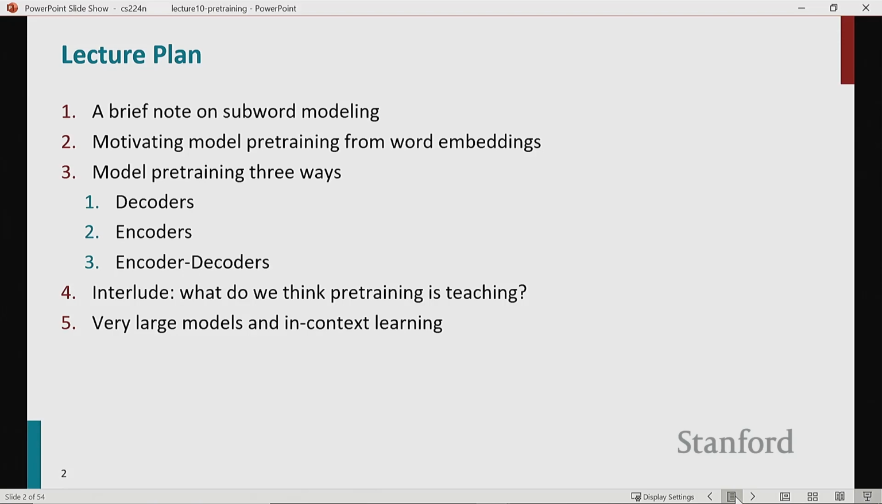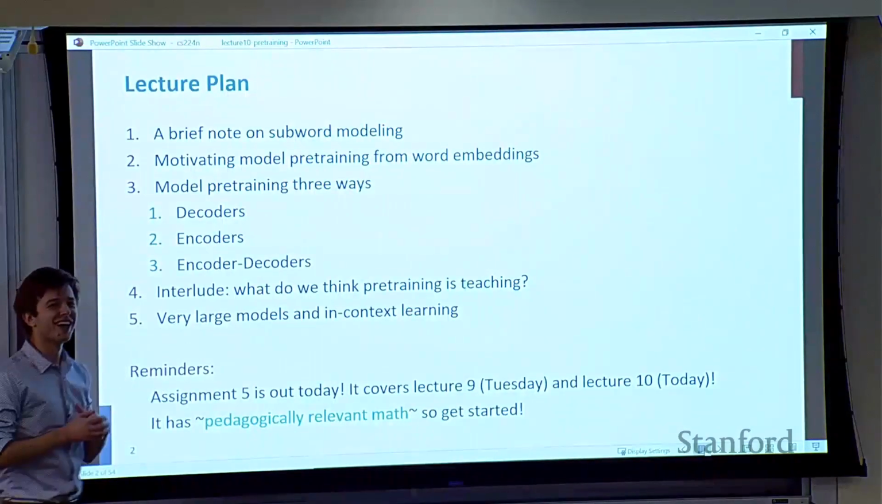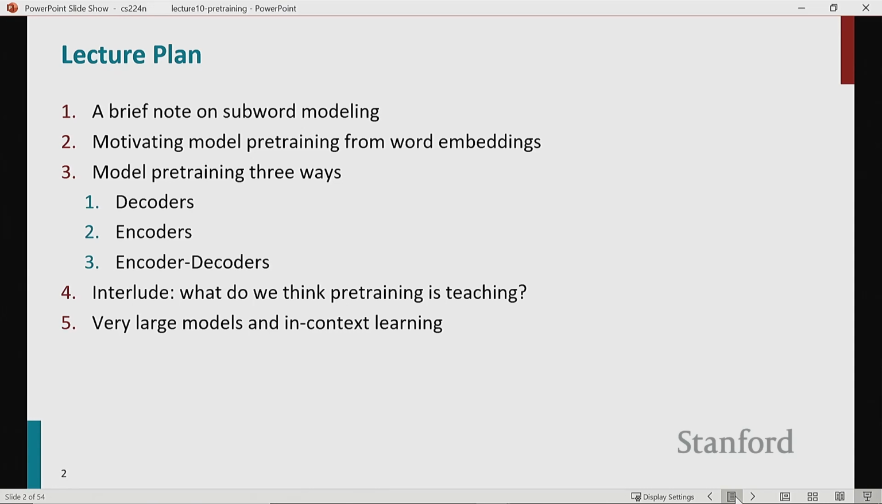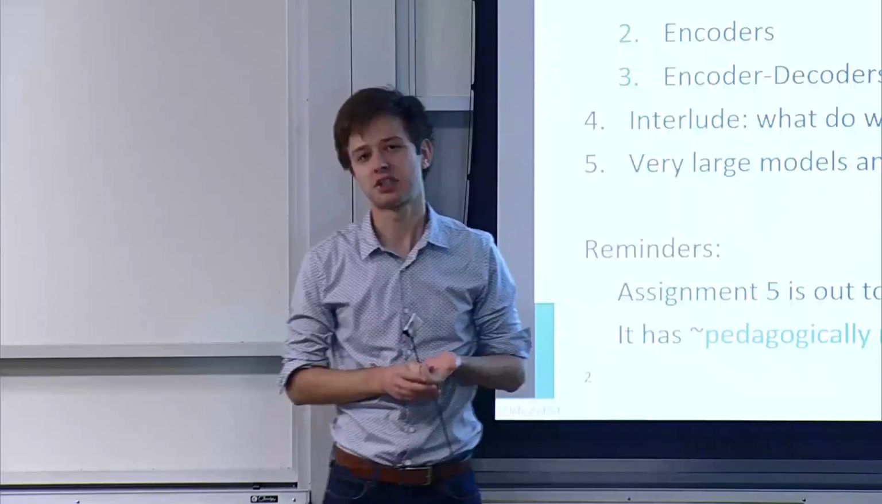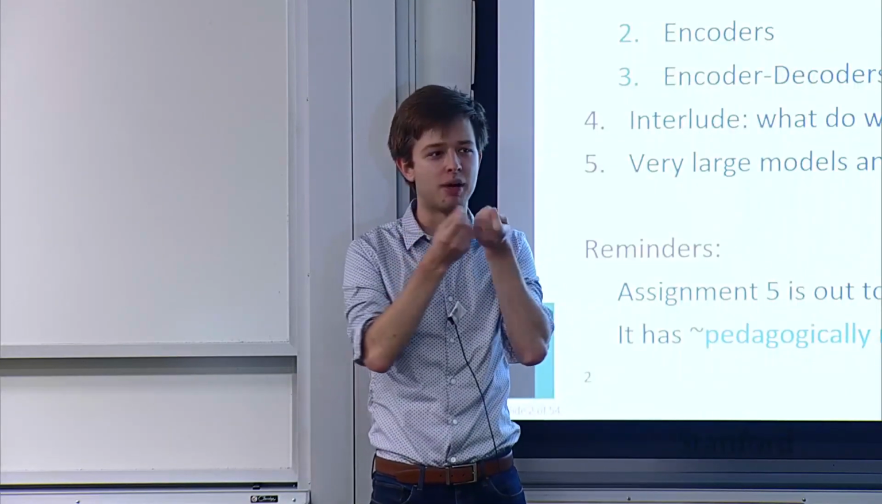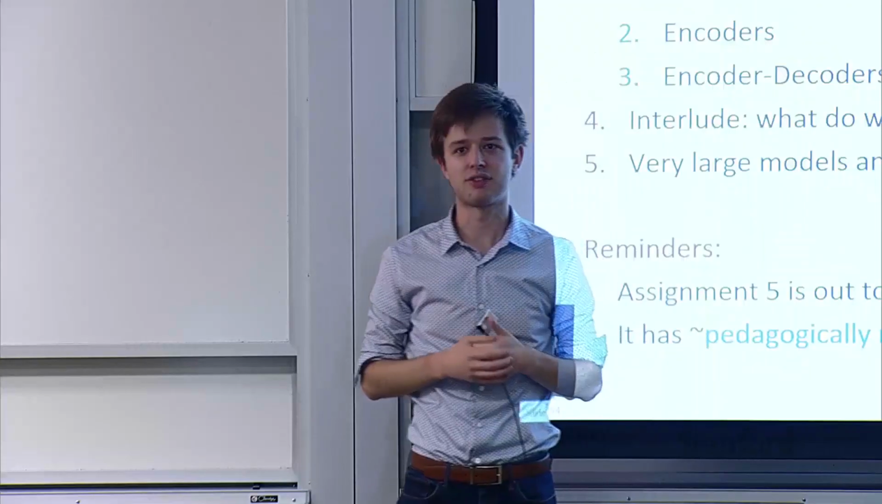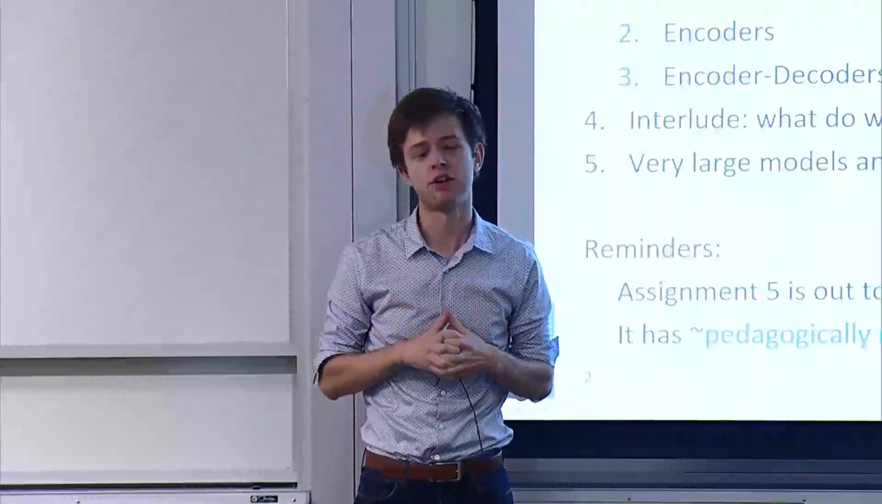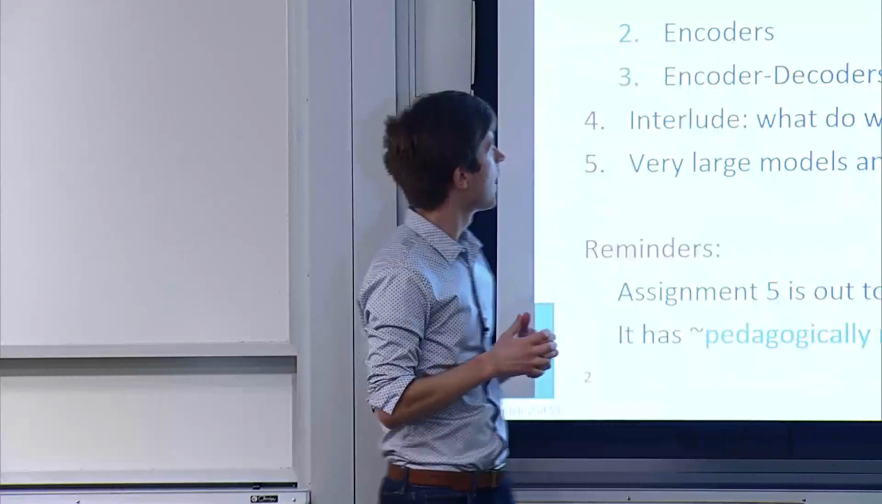Then we'll go on another journey of motivating model pre-training from word embeddings. So we've already seen pre-training in some sense in the very first lecture of this course, because we pre-trained individual word embeddings that don't take into account their contexts on very large text corpora, and saw that they were able to encode a lot of useful things about language.